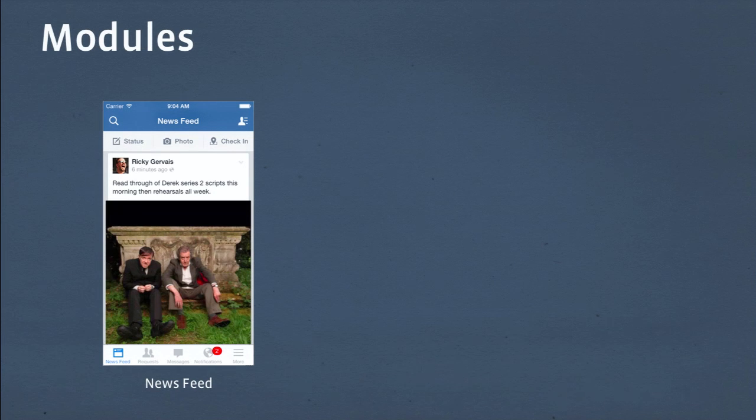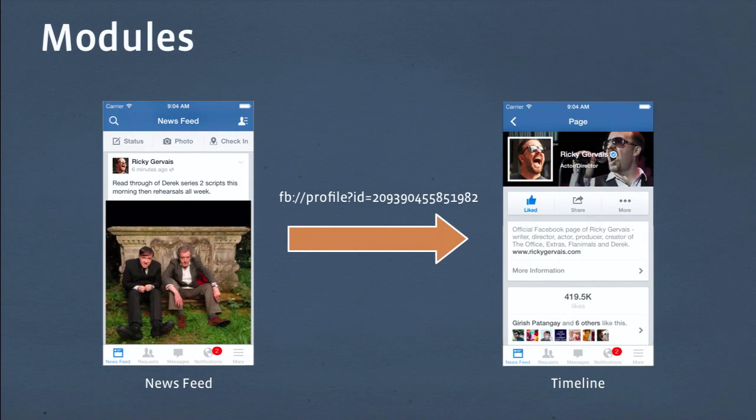And the answer is we send a URL. So when you tap on Ricky Gervais' name, you actually get the profile URL for his user ID. If you went and typed that into a web browser, you're actually going to get his timeline page. And we throw that into the module manager, and we say navigate to that URL. And sure enough, the module manager knows that the URL starts with profile. That means there's a UI in the timeline module that it knows how to pull out and push along the navigation controller.